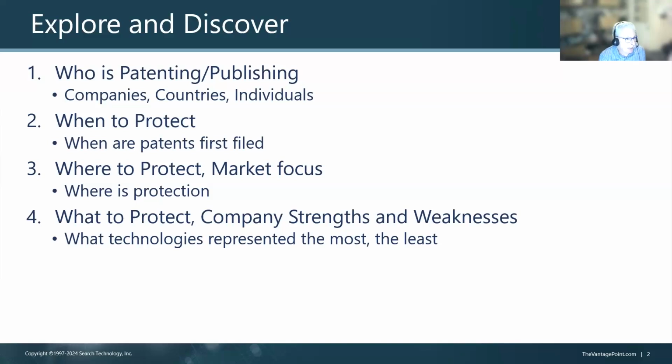when we think about protection, we think about when the protection is occurring. So maybe work with in the patent area filing priority filing dates and so forth, but also where protection is occurring using a publication country data and so forth. I'll get a sense of market focus where a company or a group of companies are putting their resources to develop their technology and sell their products. And then what to protect, company strengths and weaknesses.